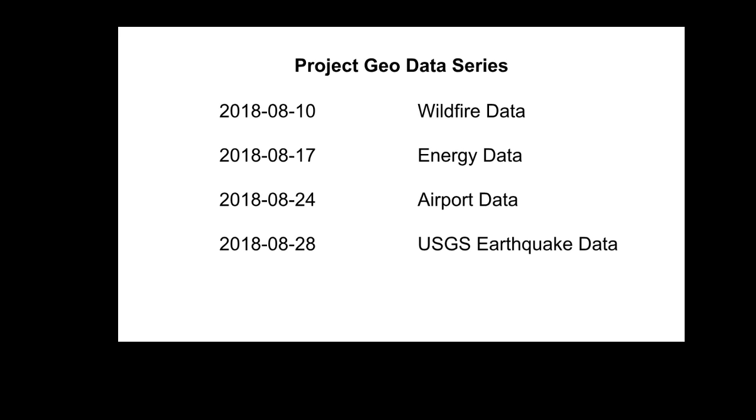This week we're actually going to go over energy data. There are a lot of different places to get energy data, from refinery data to power plant data, and I'm going to touch on a couple of them. Next week we're going to talk about airport data, about three or four different places you can get open source airport data. The following week will be USGS earthquake data and the different things you can do with that. Then we're going to showcase some of the different visualization examples we've seen over the years, how people have visualized earthquake data in unique ways.